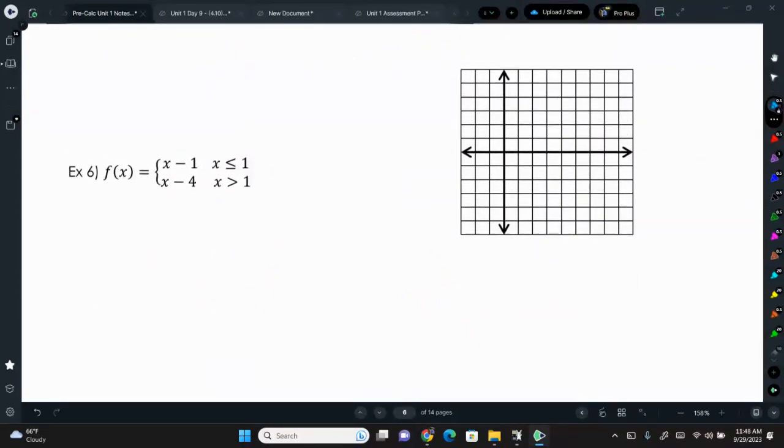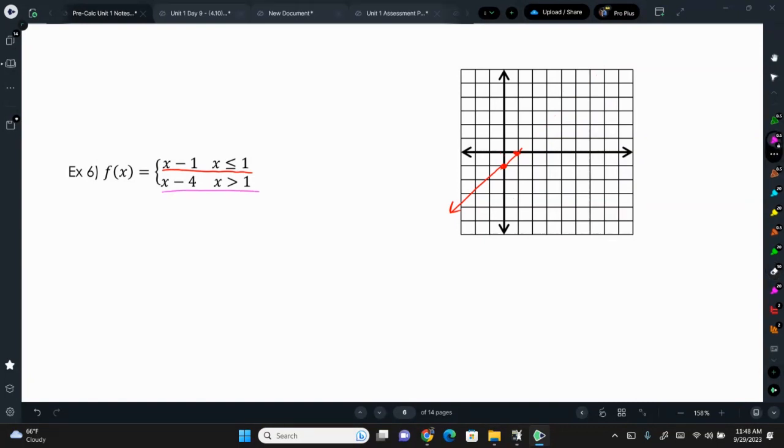Now this one, we have x minus 1 when x is less than or equal to 1. So x minus 1 means we're going to start at negative 1 on the y-axis and go up 1 and right 1. The slope is positive 1. But we only want x's less than or equal to 1, so we need to erase this part.